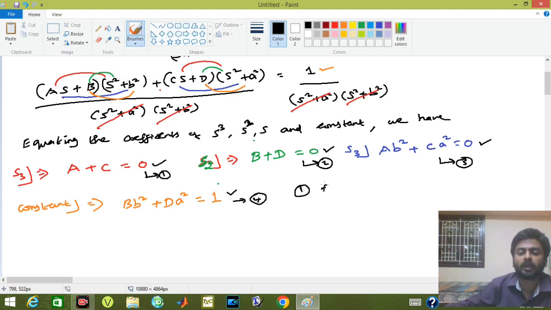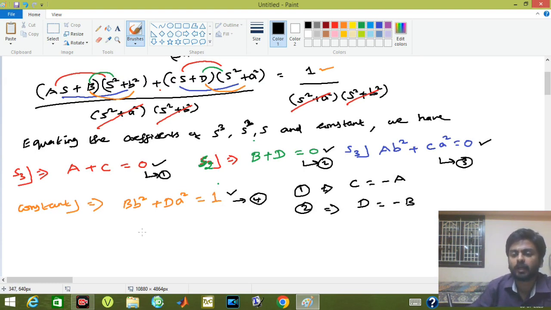So equation 1 implies a plus c equal to 0, which implies a equal to minus c, or you can say c equal to minus a. Then equation 2 implies b equal to minus d, or d equal to minus b. So substitute these two things. This is equation number 5, and this is equation number 6. Substitute 5 and 6 in 3.